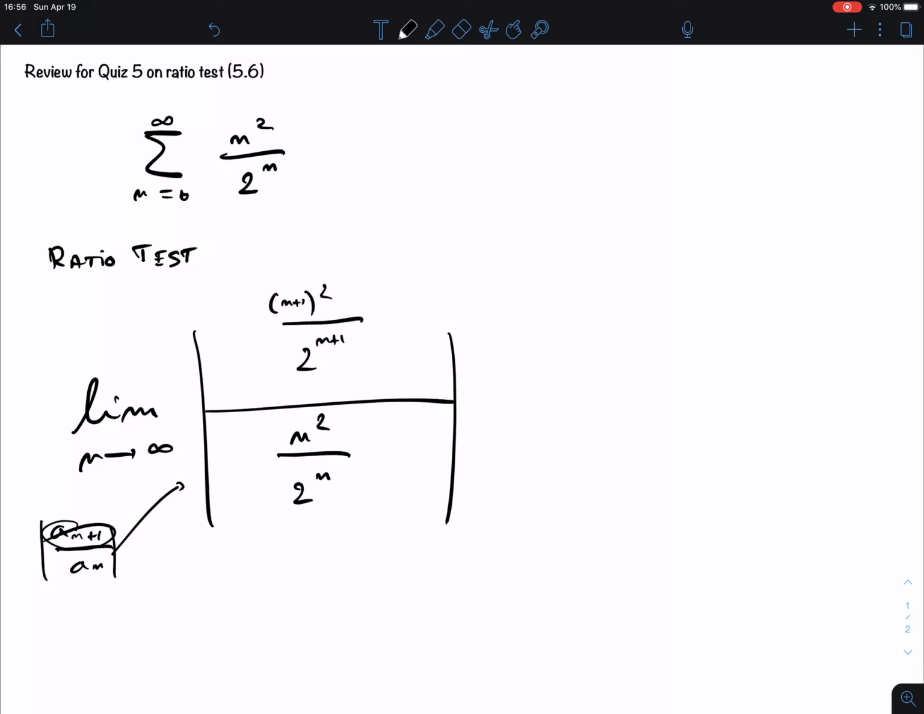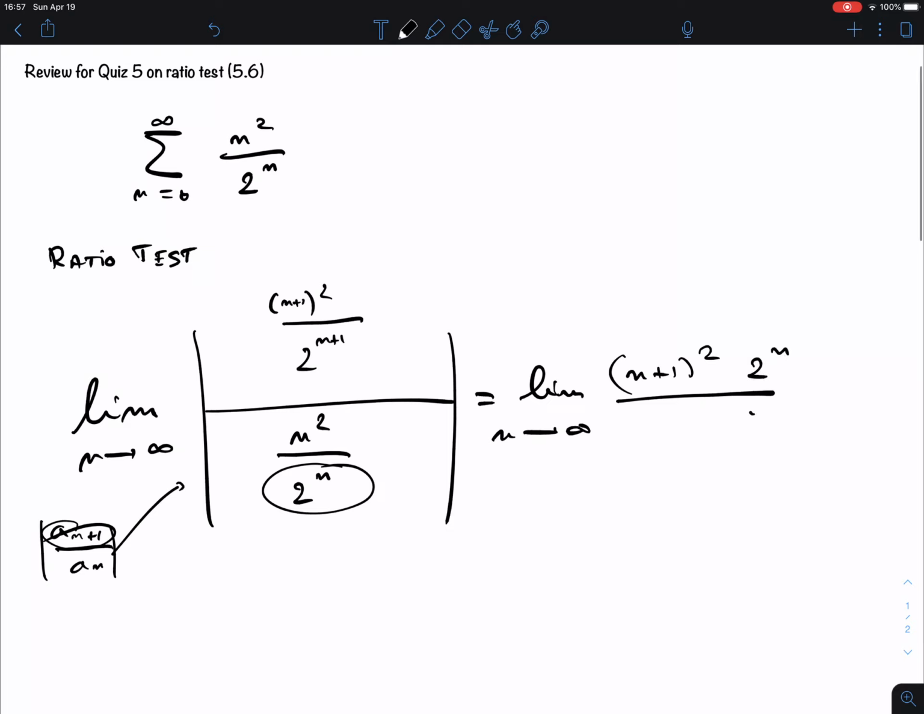So, then what we do is rewrite this, simplify this fraction. The absolute values are no longer necessary because everything is positive. So what do we get? In the top, we have the n plus 1 squared, and this one also will go in the top, 2 to the n. And then in the bottom, we have the 2 to the n plus 1 and the n squared.